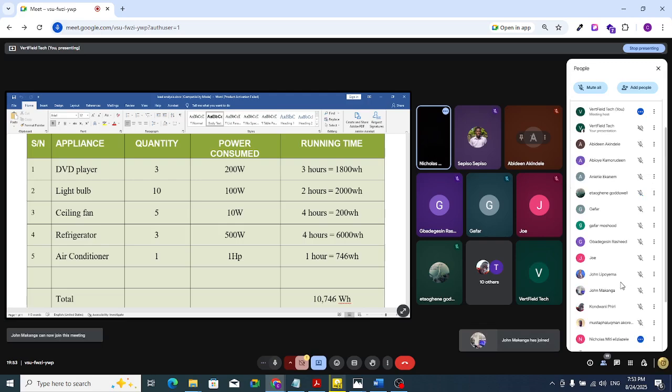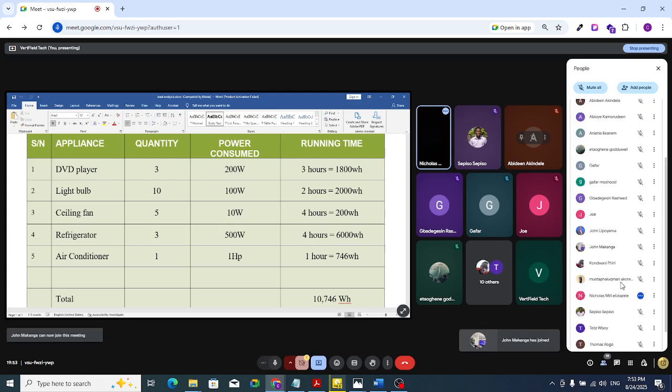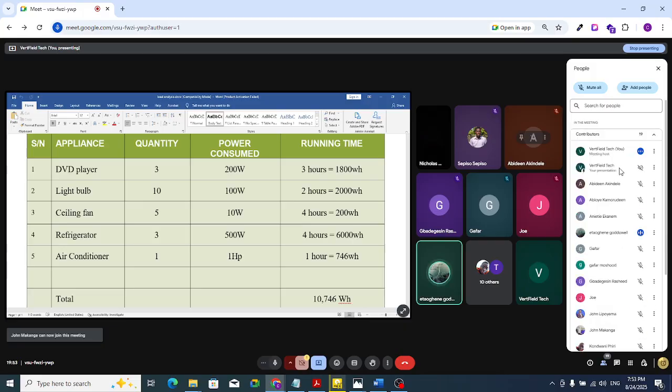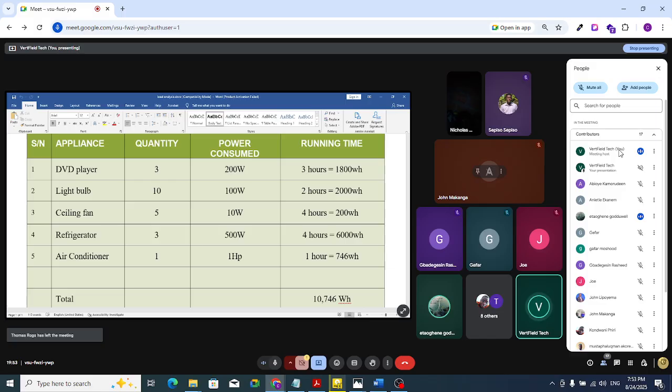Okay, my question is based on the total running time now. So this total running time, does it mean we get the number of... How do we get the number of panels from this running time? I cannot hear you. There's so much noise from your background, sir. Can you hear me now, sir? Yes, okay, go ahead. Let's try one more time.